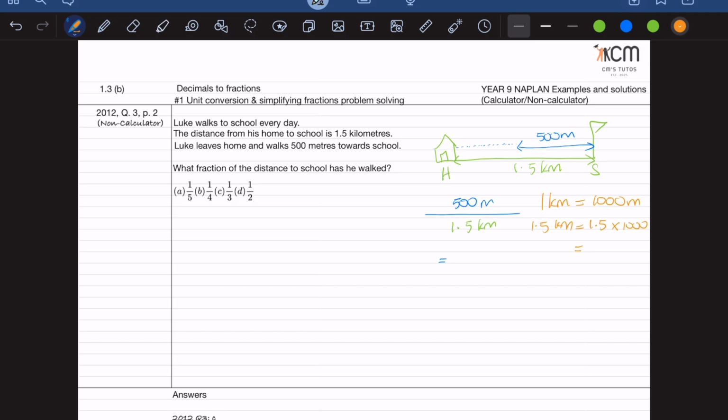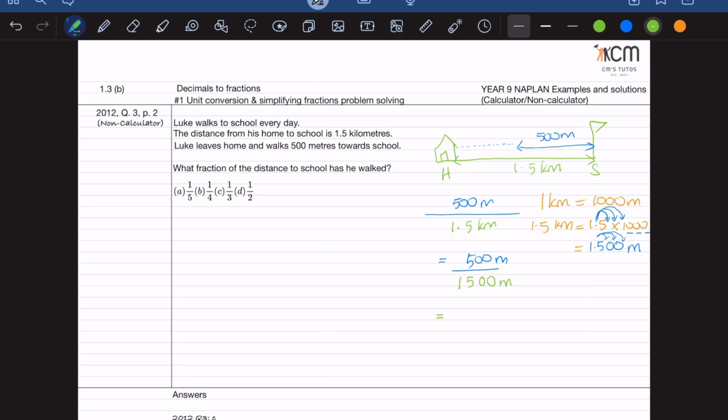When we multiply it by 1,000, all we gotta do is move our decimal point by 3 zeros. There are 3 zeros in 1,000, so we move it forward. 1, 2, and then 3. It will be 1,500. So 1,500 meters equal to 1.5 kilometers. And that is why he walked 500 meters out of 1,500 meters.